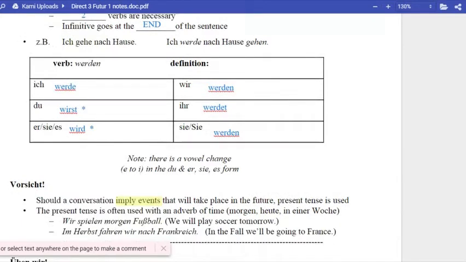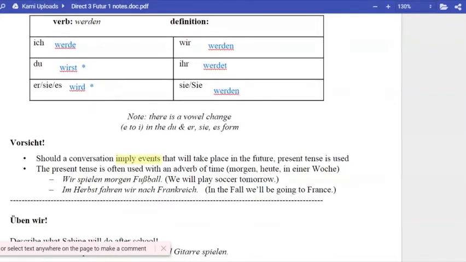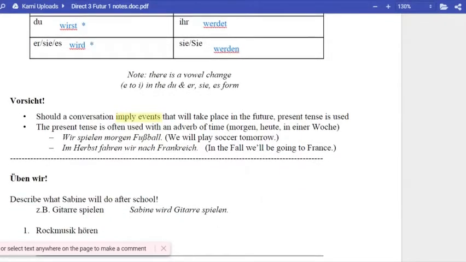All right. This just indicates that there is a stem change in the du and the er/sie/es form, which is why I have a little star. You might want to put a little star in your notes just to have that jump out at you. So, just as I explained before, should a conversation imply events that will take place in the future, present tense is used. But you also can use werden. It's sort of a choice you have.